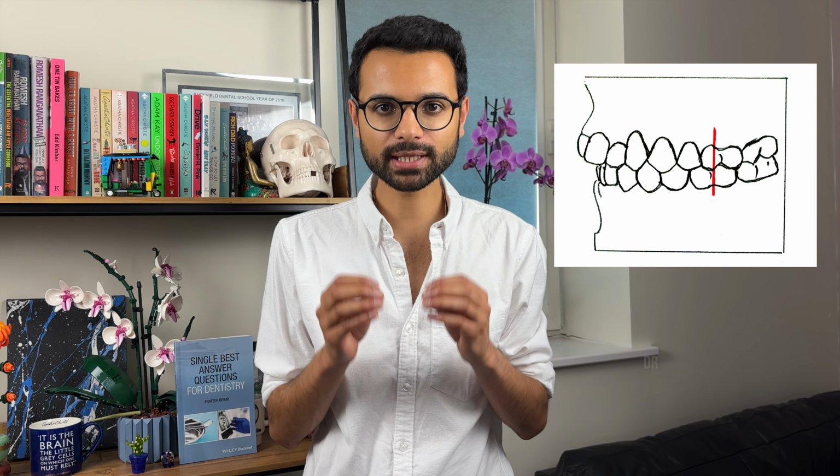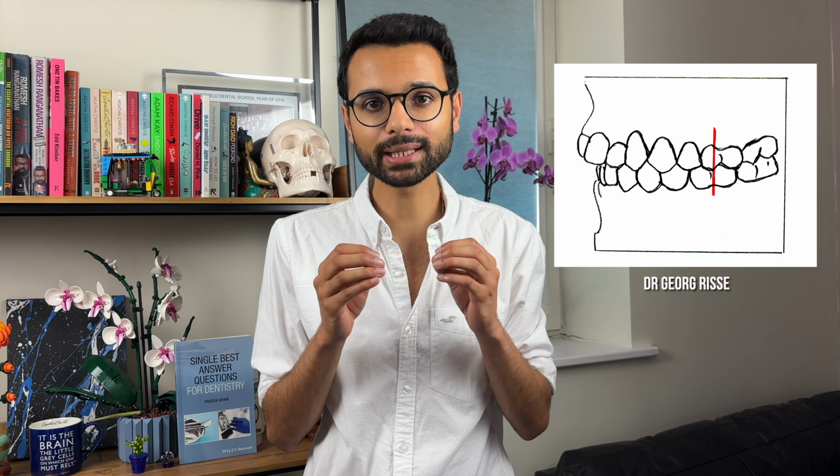There are three classes as part of this classification. In class 1, which is the so-called ideal classification, the mesiobuccal cusp of the maxillary first permanent molar occludes in line with the buccal groove of the mandibular first permanent molar.